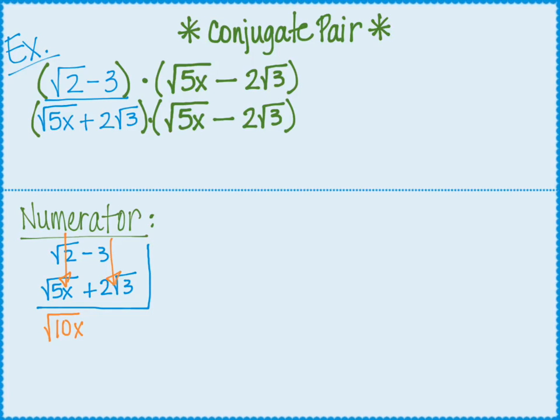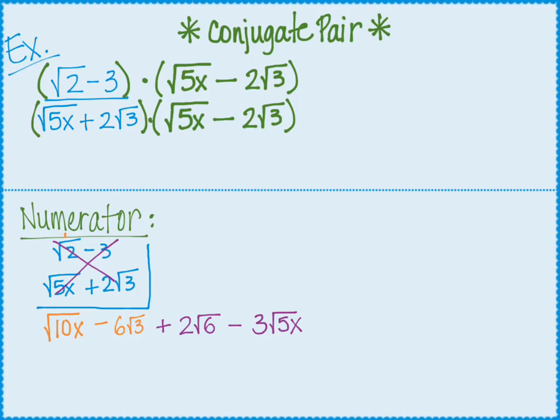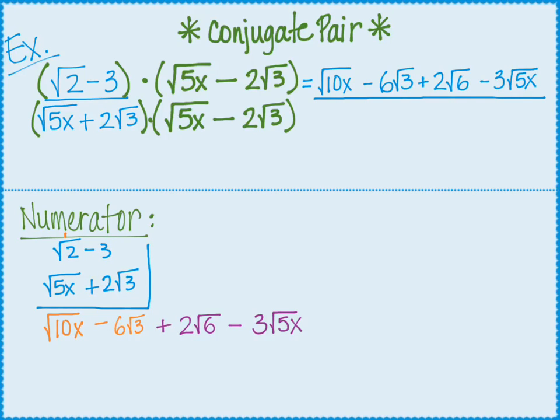And then I multiply the next one straight down, negative 3 times 2 root 3, and I get negative 6 root 3. Then I'm going to multiply the diagonals. Root 2 times 2 root 3 gives me 2 root 6. And the other diagonal, negative 3 times the square root of 5x, which is negative 3 square root of 5x. None of those radicals are alike, so there's no collecting to do, no simplifying in that part. That's the numerator, and so I'm going to write it up on top where I have my problem. So that's the numerator, all of that mess.